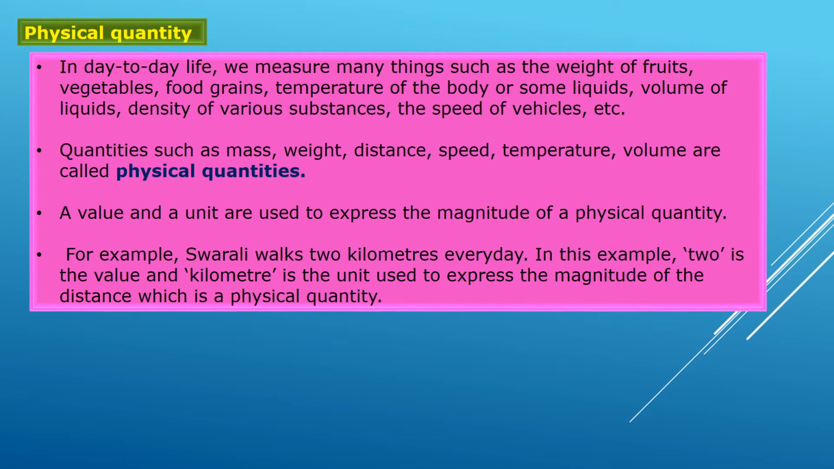But the quantities such as mass, weight, distance, speed, temperature, volume are called physical quantities. A value and a unit are used to express the magnitude of a physical quantity. For example, Swarali walks 2 kilometers every day. In this example, 2 is the value and kilometer is the unit used to express the magnitude of the distance, which is a physical quantity.